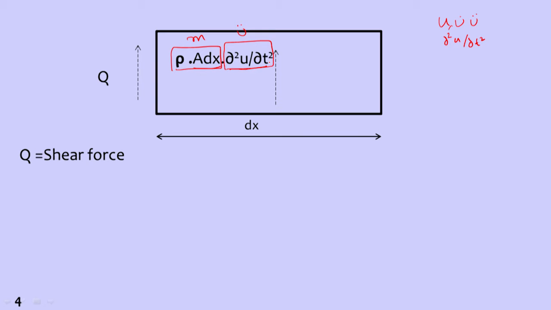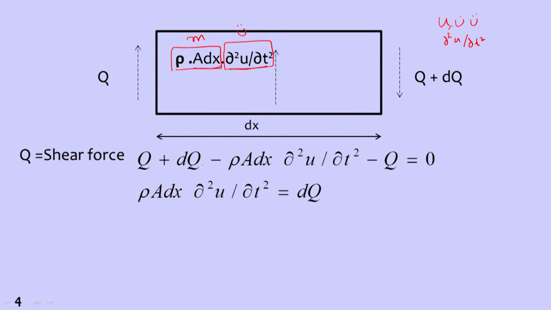Now, the shear force acts upwards, and on the other side the shear force will have some additional value, Q plus dQ. If we write the equilibrium equation, Q plus dQ downward, minus rho A dx dou square u by dou t square upwards, minus Q upwards, is equal to 0. The sum of all forces in the vertical direction should be equal to 0. Then Q and Q get cancelled. If I rearrange the terms, rho A dx times acceleration is equal to dQ. So the change of shear, dQ, should be equal to that value.